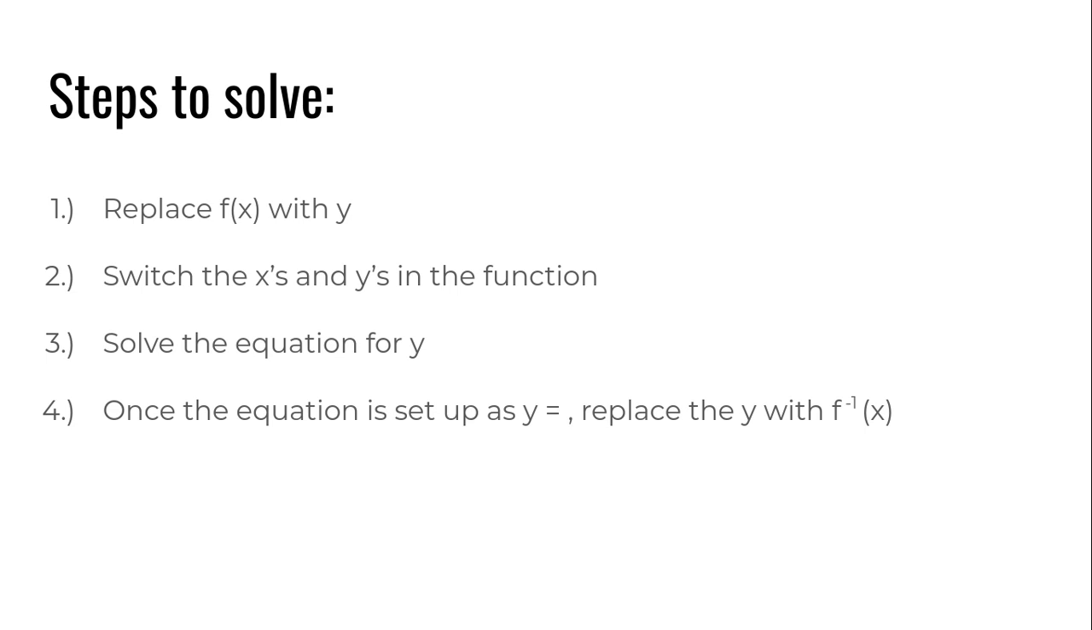So for the steps to solve for an inverse of a function, you're first going to replace f of x with y. Then you're going to switch the x and y values in the function. Then you're going to solve the equation for y. And then once you've solved the equation for y, and the equation is set up as y equals, you're going to replace the y with f inverse of x.